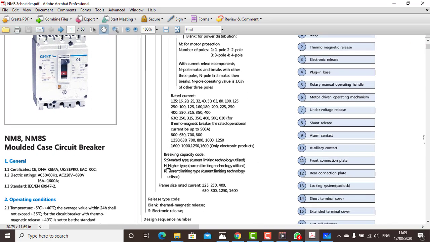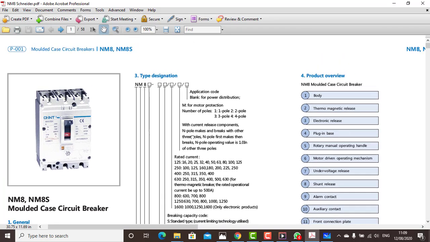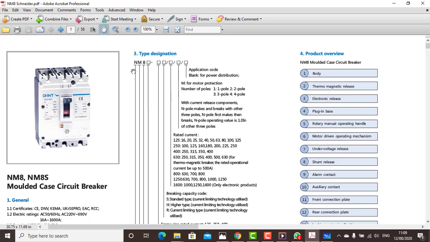Okay, then look at that. H means higher type current limiting technology utilized. S is standard. R is current limiting type. So I will send you this first page so you will understand how to read the tag.